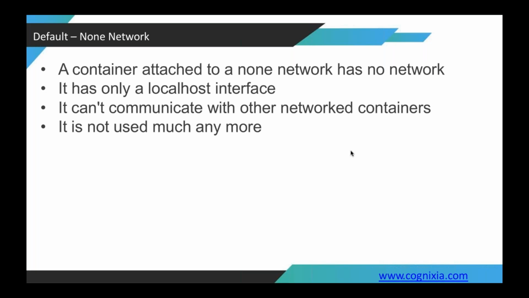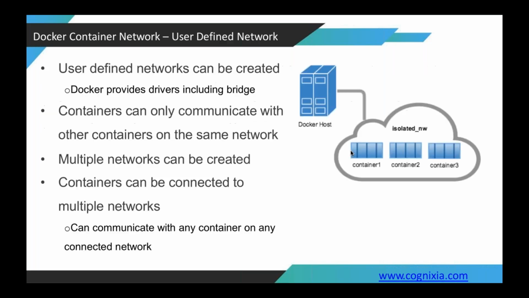Now, the none network is only for when we don't want any networking, so that our container is not accessible externally, but rather only to our host. Okay. So in that case, there will be no communication between the containers, and only the host network can access the container.